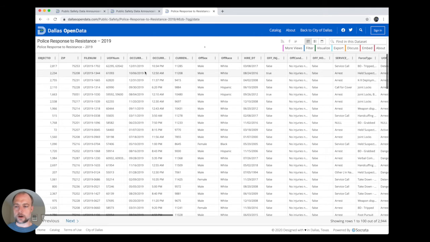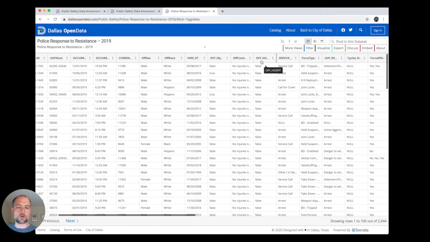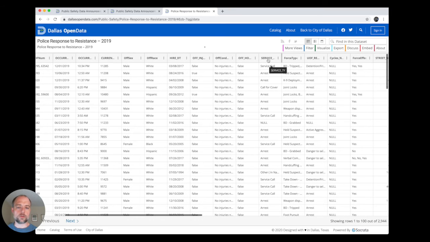And then you have the occurrence date, the occurrence time, the badge number for the officer involved. And again, we don't have the name of the officer in this case, but police incidents do have police officer names. We'll know information about the officer, their sex, their race, when they were hired, whether the officer was injured, their conditions, whether the officer was hospitalized, and the service type. So service call, arrest, call for cover, or null.